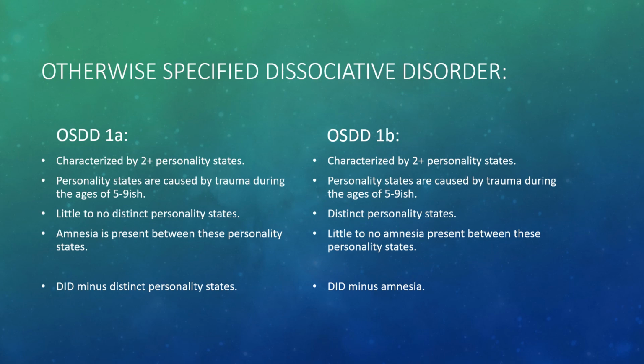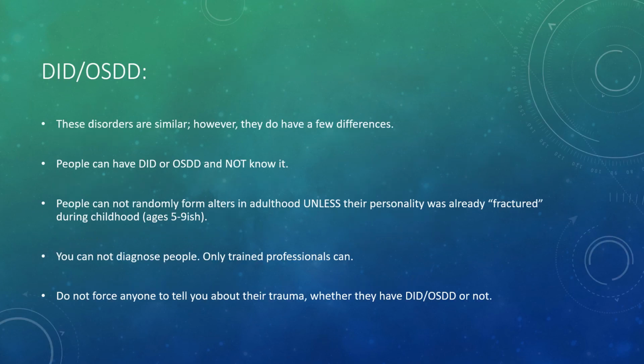And OSDD 1B, again, 2+ personality states. These states are created by trauma. These have distinct personality states that are just as diverse as people, but there's little to no amnesia present between these personality states. So you can kind of think about it as DID minus the amnesia. Now, yes, these disorders are very similar. However, they do have a few differences: DID has amnesia and distinct personality states. OSDD 1A does not have the same distinction between the personality states, but has amnesia. And OSDD 1B has distinct personality states, but does not have amnesia.